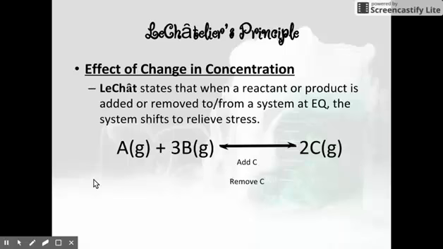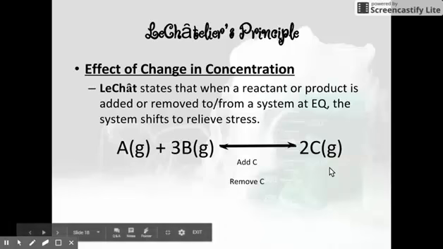So the first, how does changing concentration affect equilibrium? So Le Chatelier stated that when a reactant or product is added or removed, it's going to shift the equilibrium to relieve that stress. So we've got to think of our equation kind of like a balance. Okay, so it has to balance itself. Like if you're trying to balance a pencil on your finger.